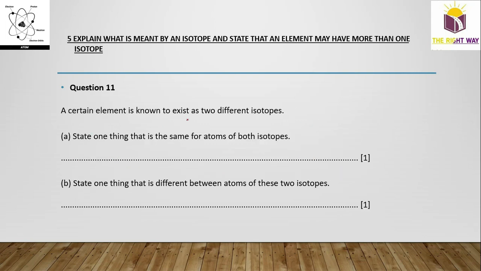A certain element is known to exist as 2 different isotopes. State one thing that is the same for atoms of both isotopes. Both isotopes have the same number of protons or electrons. State one thing that is different between atoms of these two isotopes. There is a difference in the neutrons.